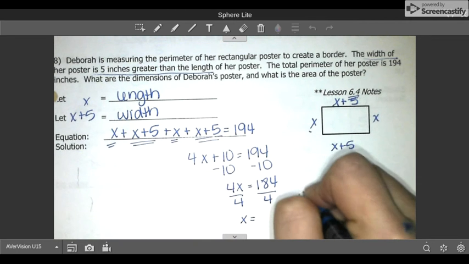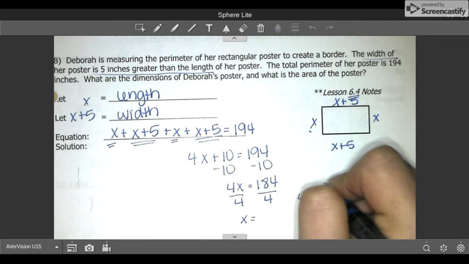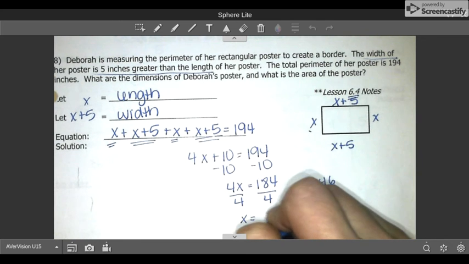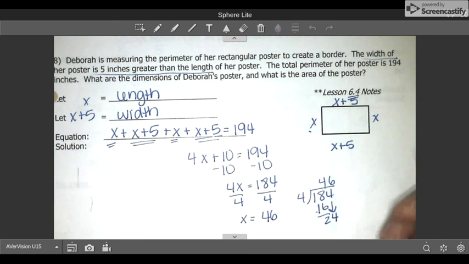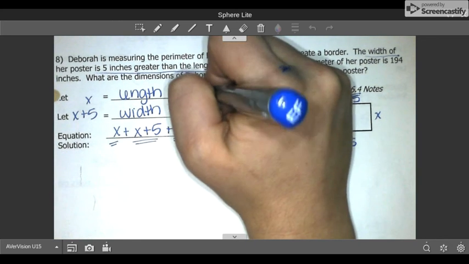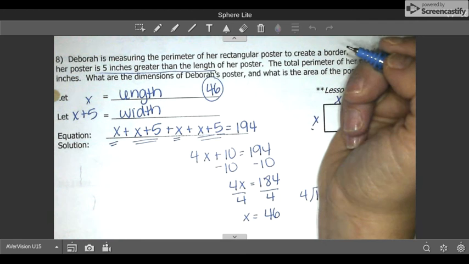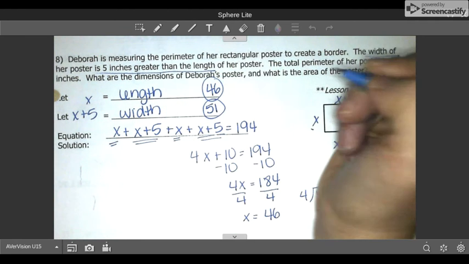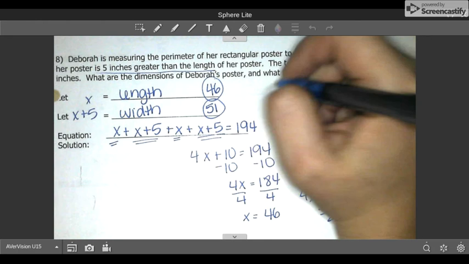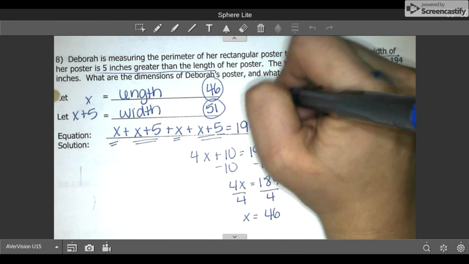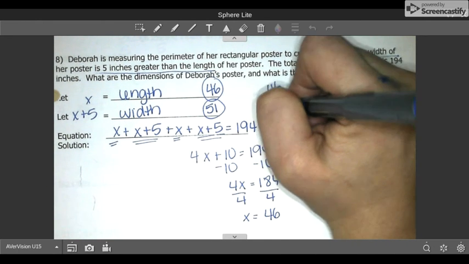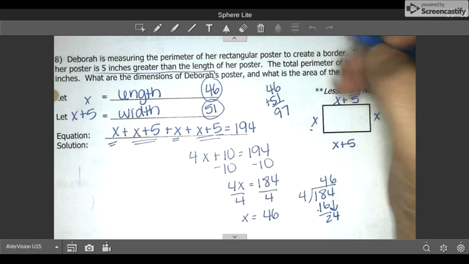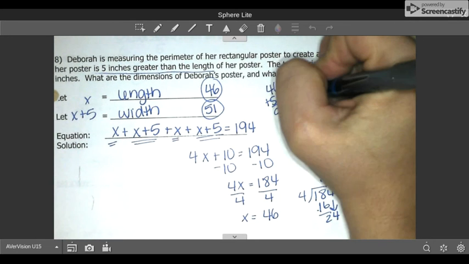X equals, I should have a calculator, but I don't. It's fine. I can do math. 46. So that means that the length is 46 because that's what I set x as. And if I add 5 to that, I would get 51. Now let me add those together. 46 plus 51 is 97. But I thought it was supposed to be 194. But it's because I only added 2 sides. So what is 97 plus 97?